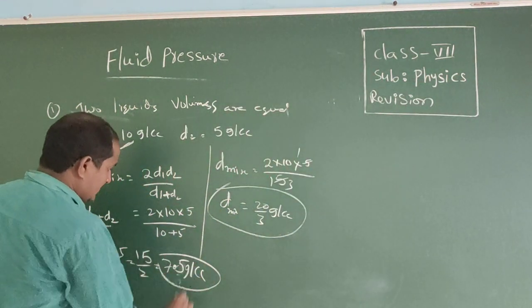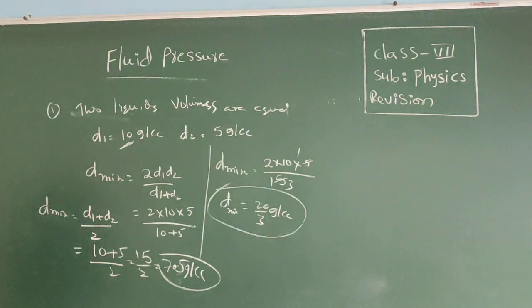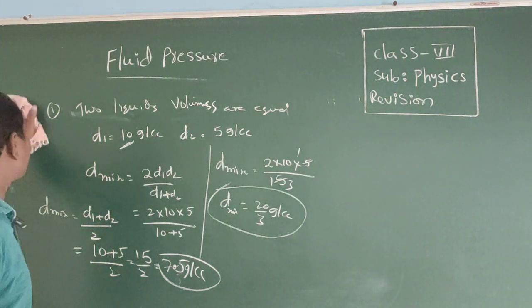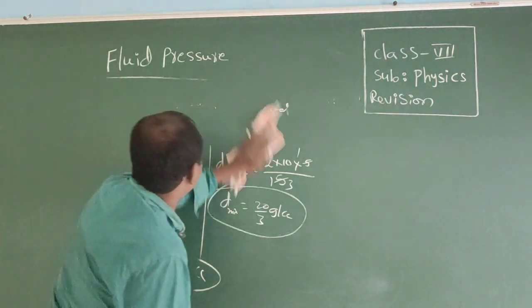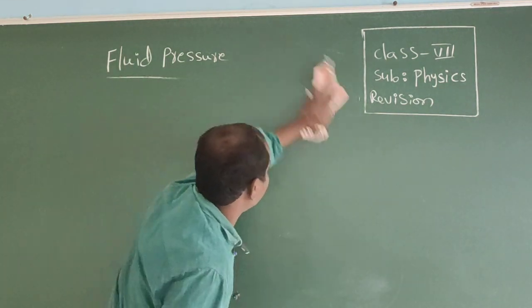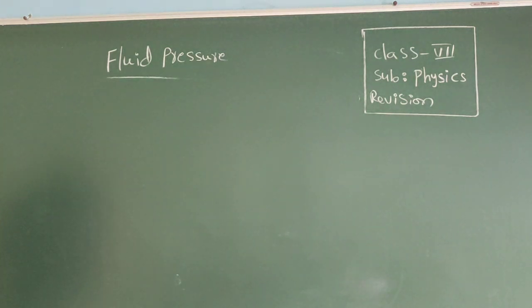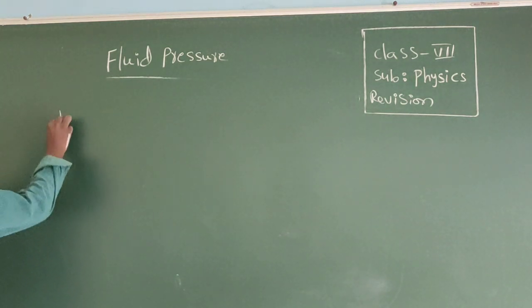Okay, these are the density of the mixture problems. Practice this type of problem: if volumes are equal, if masses are equal, then find the density of the mixture. Next one, relative density.